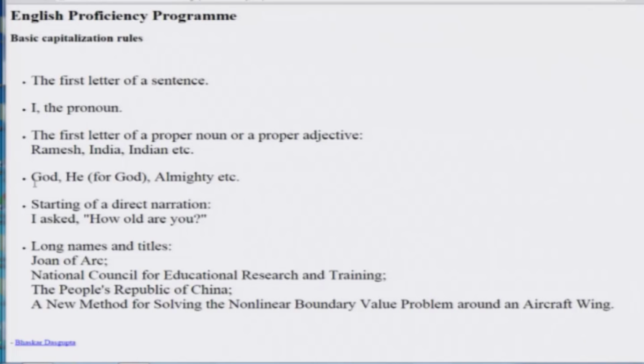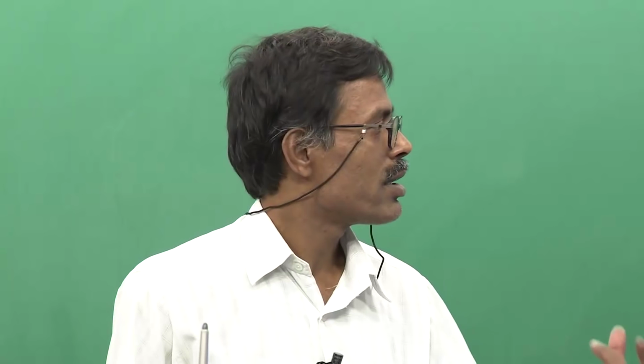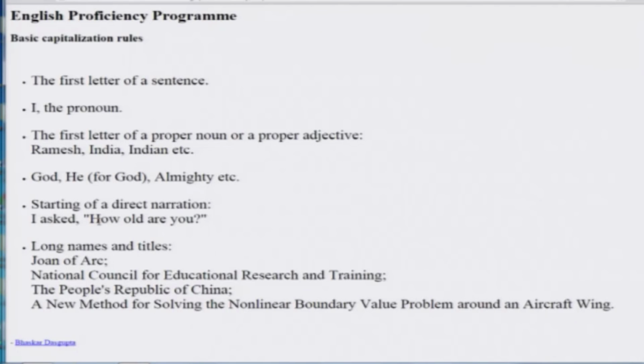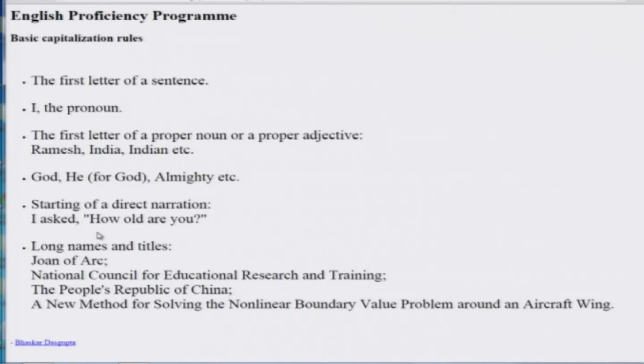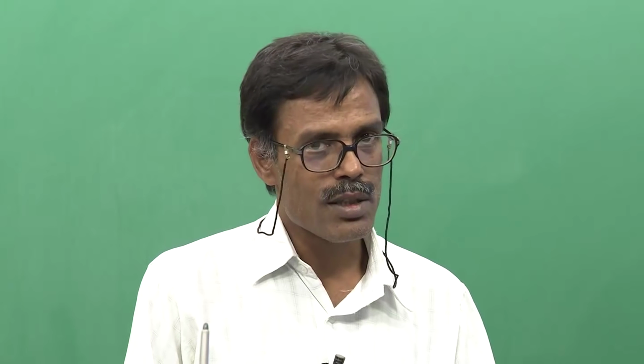And when you report something in direct speech, you report somebody's speech as it is, okay. So then the first letter of that direct speech is capital. I asked, "How old are you?" If I had said, I asked how old he was, then everything after this would be small letters. In that case, this inverted comma would not come. So the moment you start a piece of speech directly with an inverted comma, the first letter will be capital.